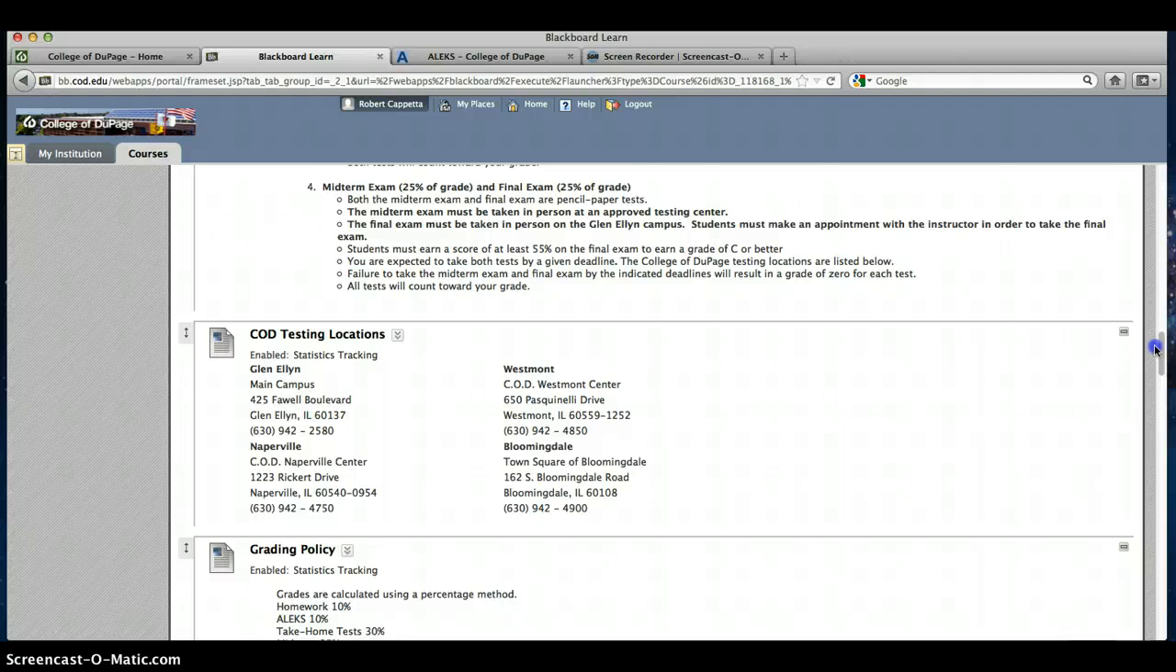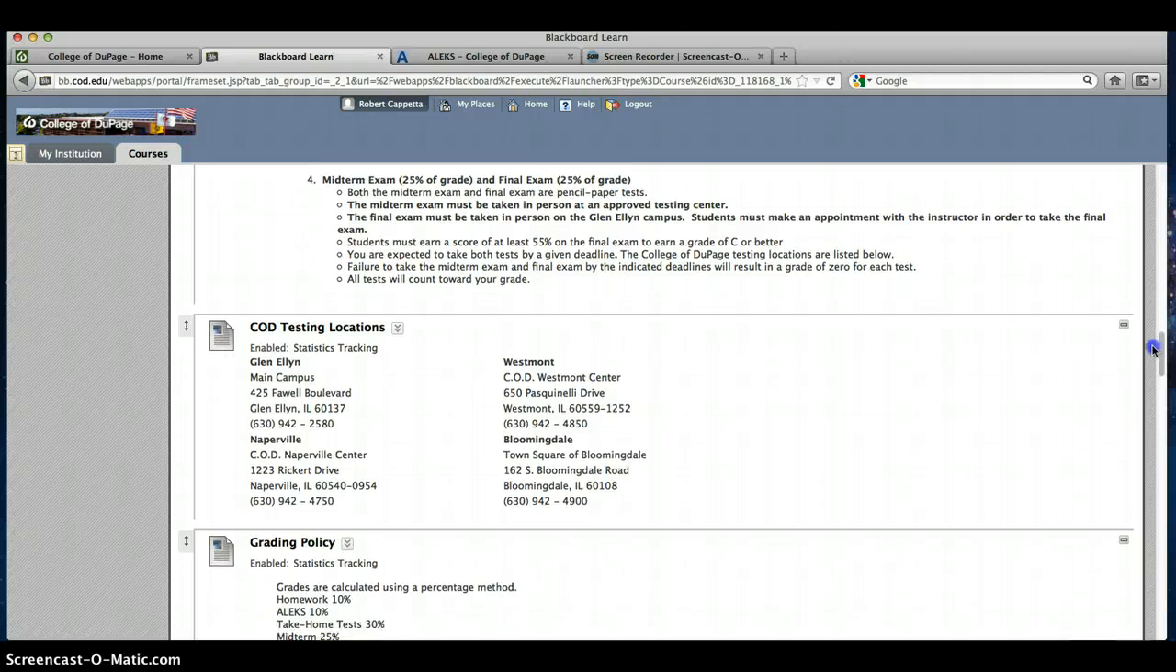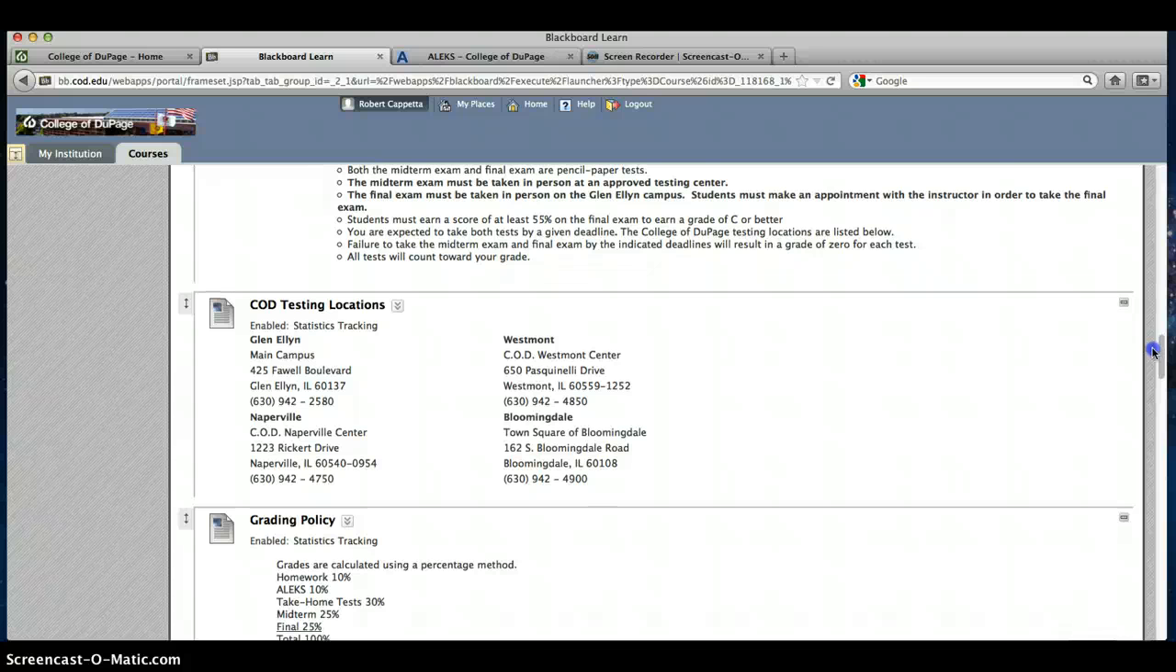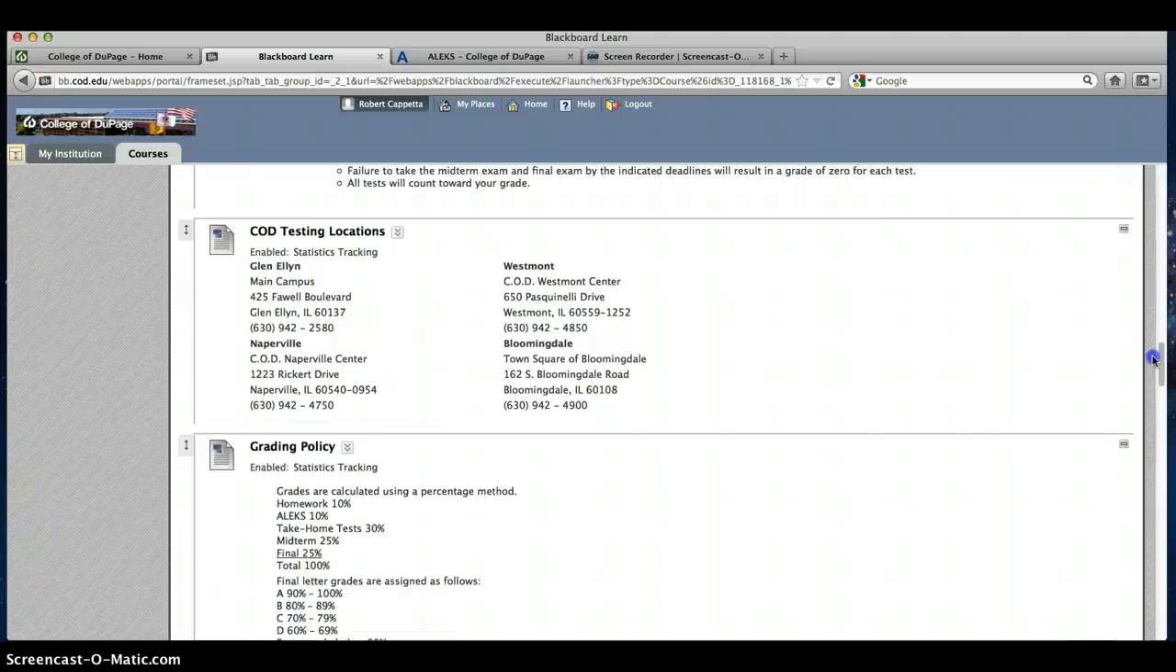Regarding testing, there are 4 testing centers that you can look at: Glen Ellen, which is the main campus, Naperville Center, Westmont Center, Bloomingdale. If you'd like to take the midterm or final exam at those locations, please contact me. Again, I would like you to take the final exam at Glen Ellen if at all possible.